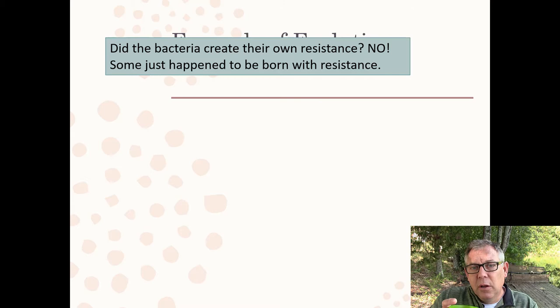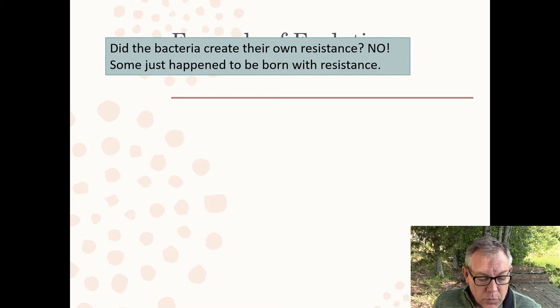So a lot of people say, when they first learn about evolution, you know, the bacteria created their own resistance. They sensed that there was an antibiotic in the environment and they became resistant. That's not how it works, okay? Some are born with resistance. Individuals don't evolve. So the bacteria don't sense, oh, there's antibiotics, I need to become resistant. It doesn't work that way. Either you're resistant or you're not resistant.